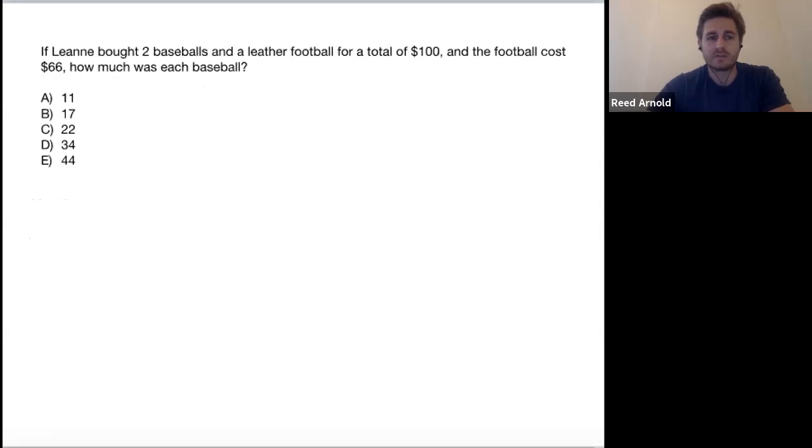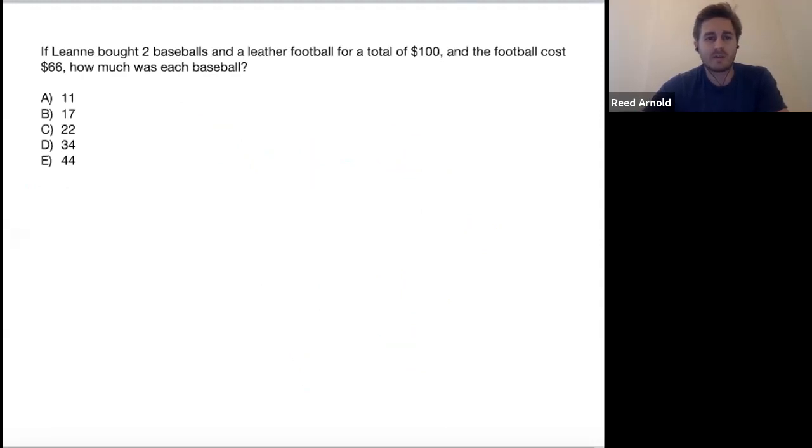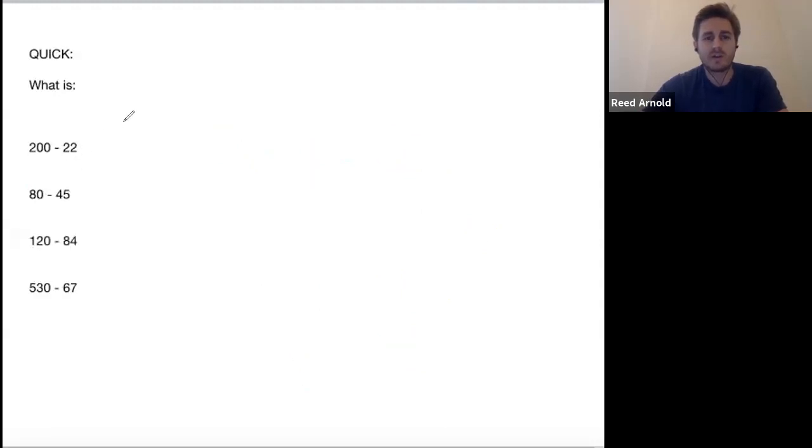A lot of right answers here. I see some right answers here in the chat. So we did well on this one, but it is something I see all the time. If you set up this question here, you get 2x plus 66 equals 100. And I see a lot of people go 100 minus 66, oh, that's 44. 2x equals 44, so x is 22. I see a lot of people make mistakes like this when they do fast subtraction. But 100 minus 66 is not 44. And same thing over here, 200 minus 22 is not 188, it's 178. 80 minus 45 is not 45, it's 35.